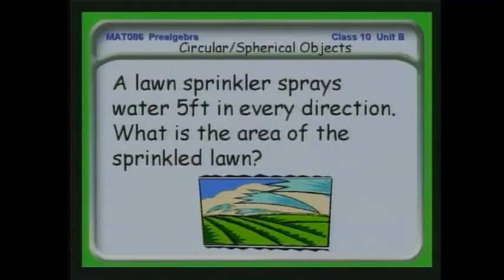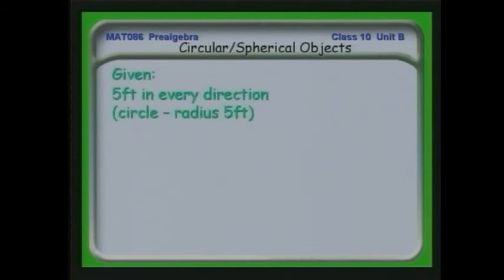Let's look at another problem that involves the same kind of information. Lawn sprinklers. A lawn sprinkler sprays water 5 feet in every direction. We'd like to know what area of lawn is covered. There's the information we're given, 5 feet in every direction. Well, that pretty much describes a circle, and we'd like to know what the area of that circle is. We'll summarize the information: 5 feet in every direction. That's a circle with a radius of 5 feet, and we'd like to know the area of the lawn.